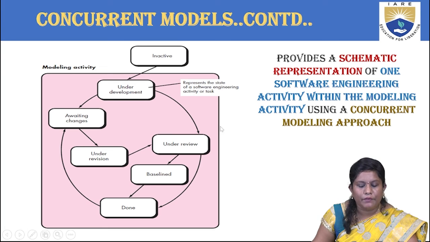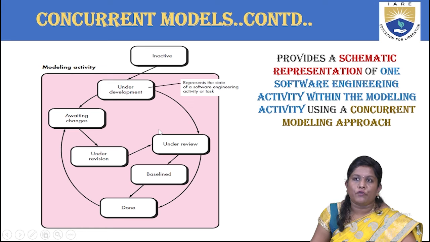So looking at the diagrams here, we focus on something called modeling and activity, right? So initially you are in the inactive stage and then you move to the under development stage. That is whenever you are trying to start off an activity or represent the state of the activity. Then when it is under development, you wait, which is called the awaiting changes stage, and then you perform some revisions to it. Then if it is under review, it is baselined and done. So this is repeated like this. This is called the concurrent model, which is providing us a semantic representation of software engineering within the modeling activity, right?